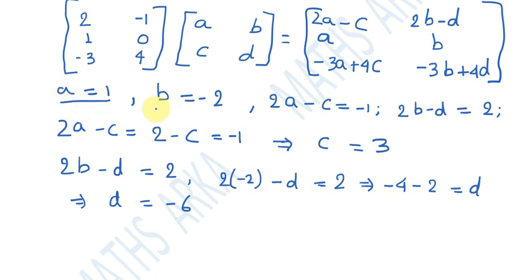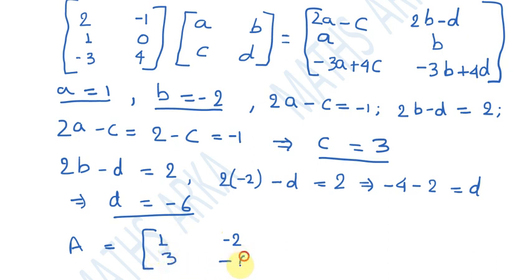A is equal to 1, b is equal to minus 2, c is equal to 3, and d is equal to minus 6. So this is our matrix A, what we needed to find out. A is equal to, these are the four things: A is equal to 1, b is equal to minus 2, c is equal to 3, and then d is equal to minus 6.